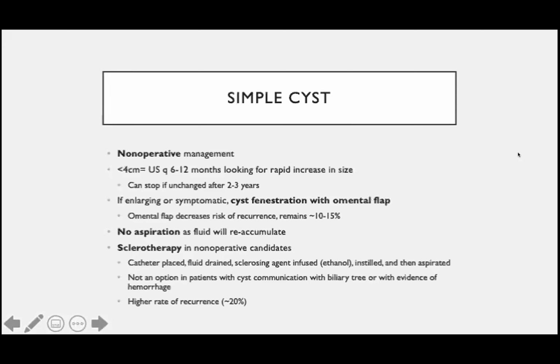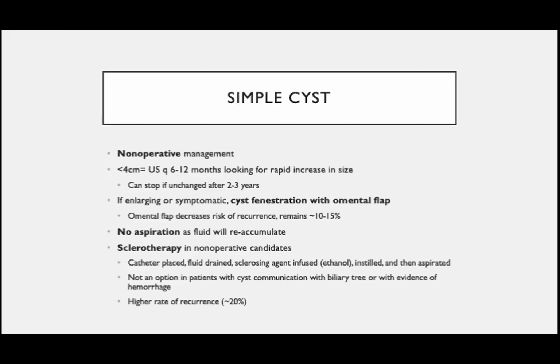These are non-operative. If they're less than 4 centimeters, with non-operative management, you get an ultrasound every 6 to 12 months, looking for a rapid increase in size. You can stop if it's unchanged after 2 to 3 years. If enlarging or symptomatic, you can do cyst fenestration with an omental flap.